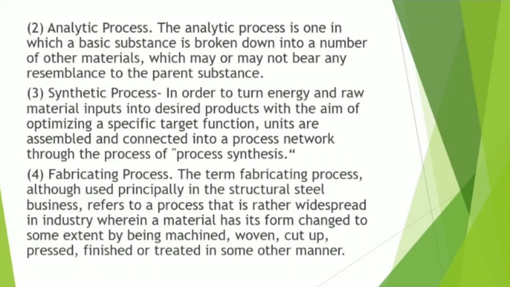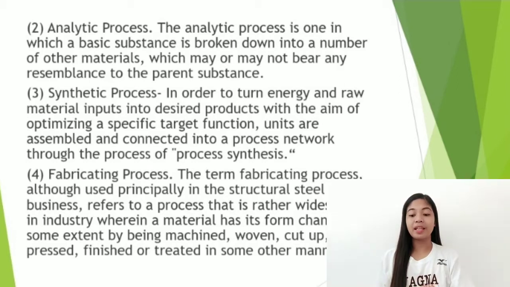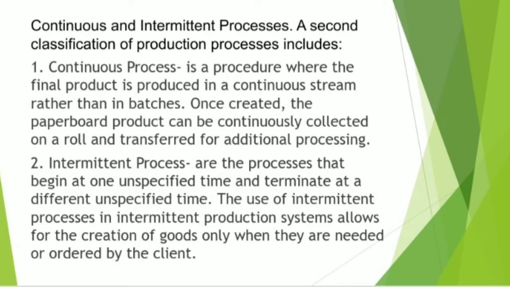Number 4, fabricating process. The term fabricating process, although used principally in the structural steel business, refers to a process that is rather widespread in industry wherein a material has its form changed to some extent by being machined, woven, cut up, pressed, finished, or treated in some other manner. Examples of the fabricating process are to be found in the manufacture of clothing, shoes, certain types of furniture, nuts, and bolts.